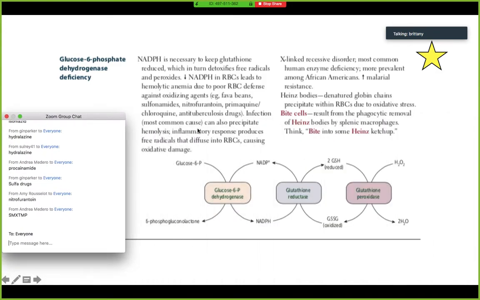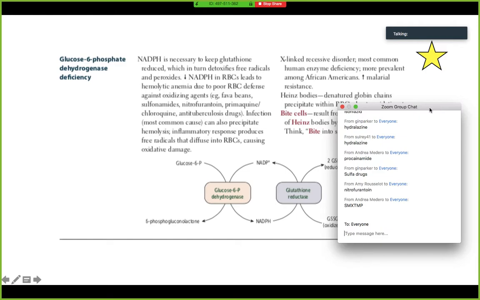G6PD deficiency. I believe last year on the exam, she had an image with these bite cells, and she showed you that in one of her lectures. And if you go back to the first session, I also had a practice question on this. So make sure tomorrow you know how G6PD deficiency presents, you know what bite cells look like, and you know what drugs you have a risk of drug-induced hemolytic anemia with. If you can do those things, then the question shouldn't be a problem.